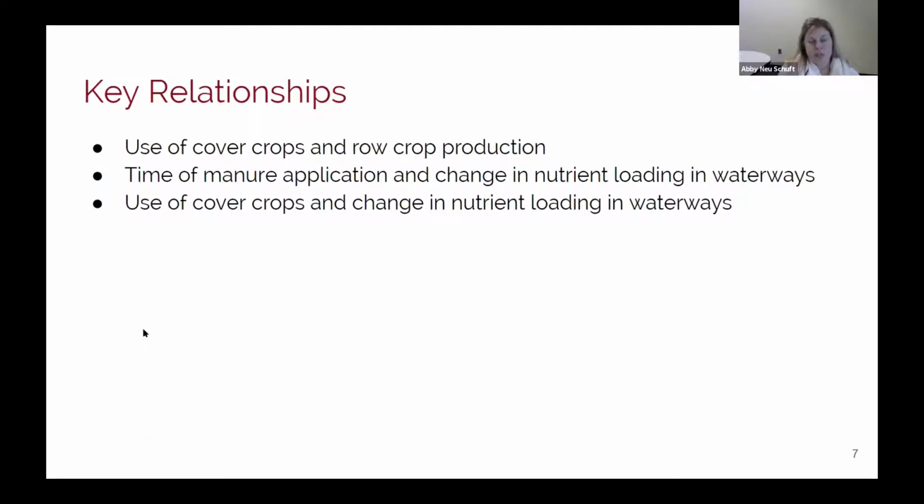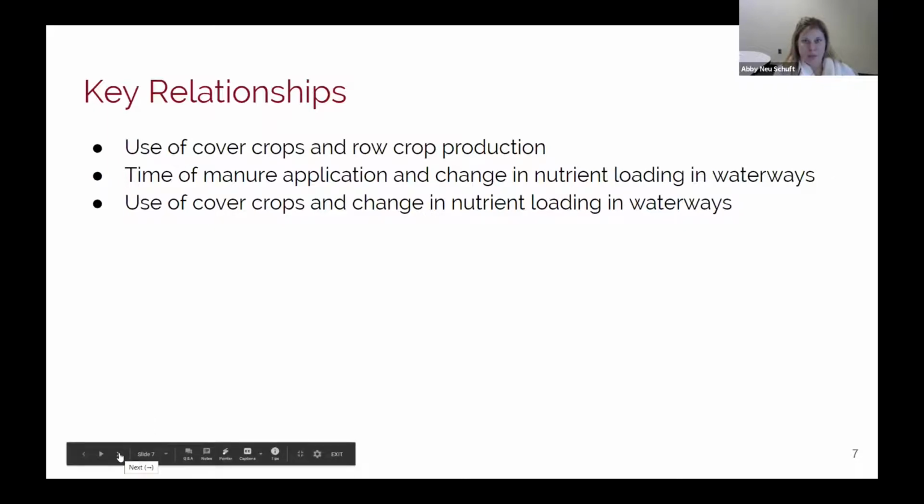So through this story, we've been able to identify some key relationships that we can likely build some loops from and apply some archetypes. And the first of those is the use of cover crops synergistically with row crop production and how that specifically looks in Minnesota.